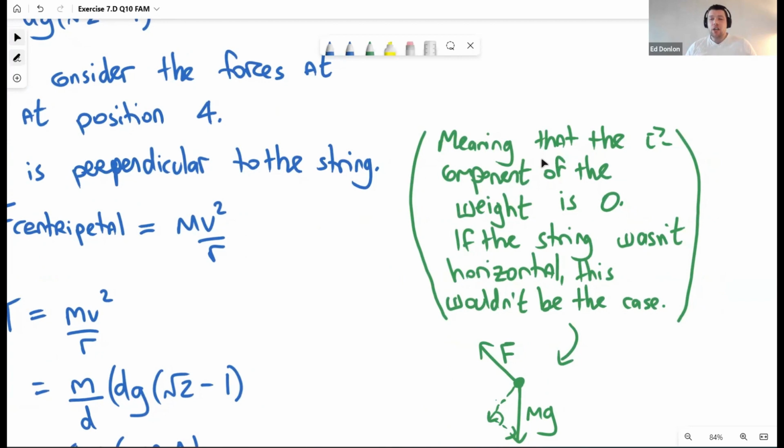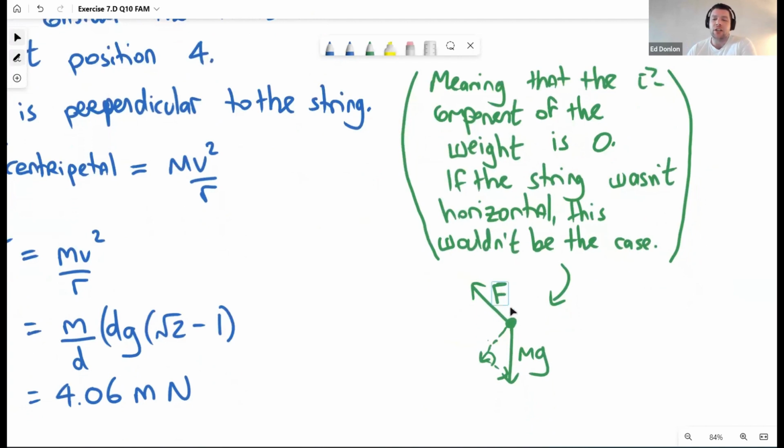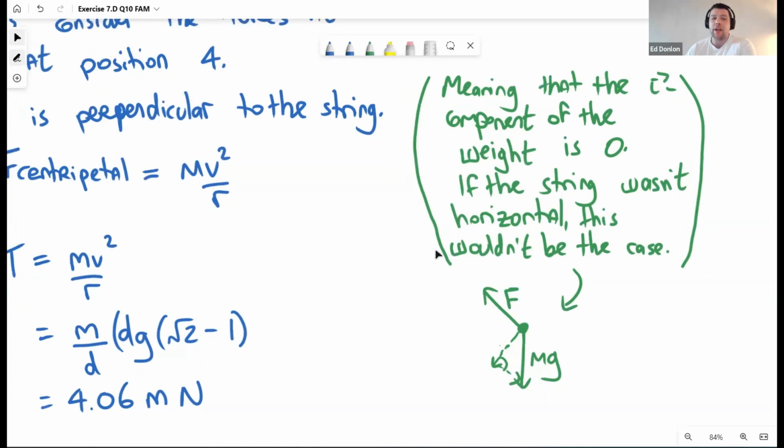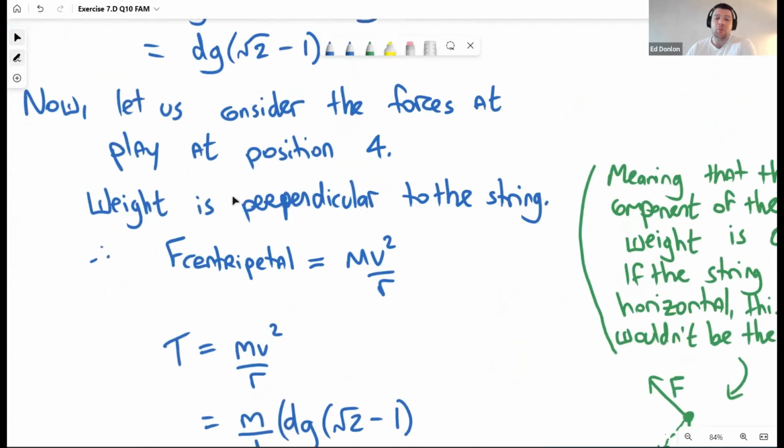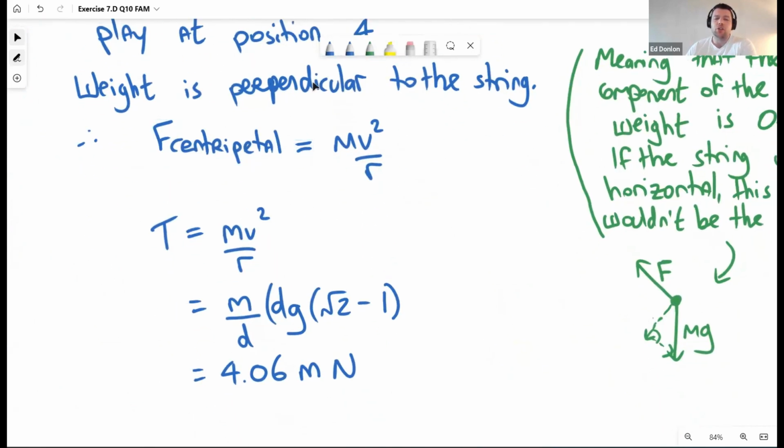When the string is horizontal, the component of the weight along the string is going to be 0. And we can see that this wouldn't be the case if we had any other kind of angle. Consider if I had a force at an angle here, then when I think about my weight, mass times gravity, I'm going to have to take components of my weight, and there's going to be a component that I'd have to think about when I use my centripetal force formula. But at this exact moment when the weight is perpendicular to the string, I don't have to consider this. So we have here the centripetal force is equal to mv squared over r. That's our formula for centripetal force.